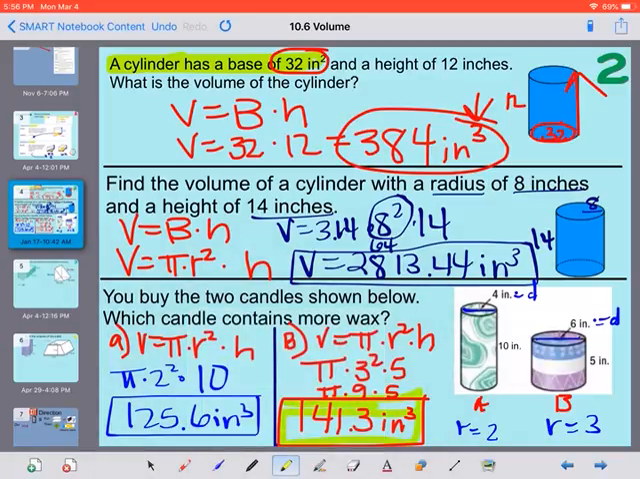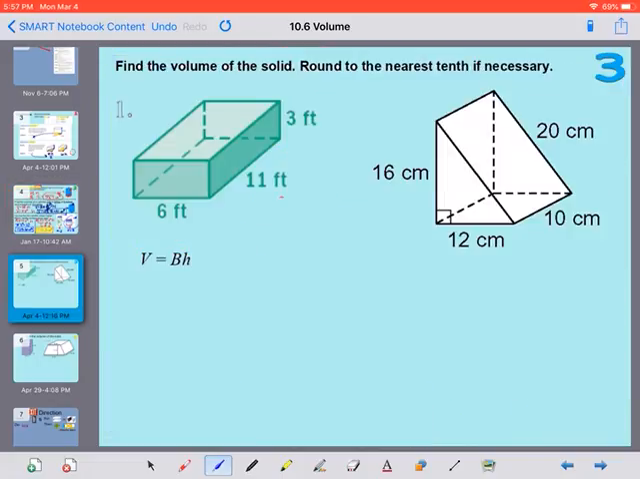We could write cylinder 2, or B, whatever you want to call it. So this one contains more wax. Even though it looks smaller or shorter, it's a little bit wider. It actually has a larger volume. Let's flip over to the back side.